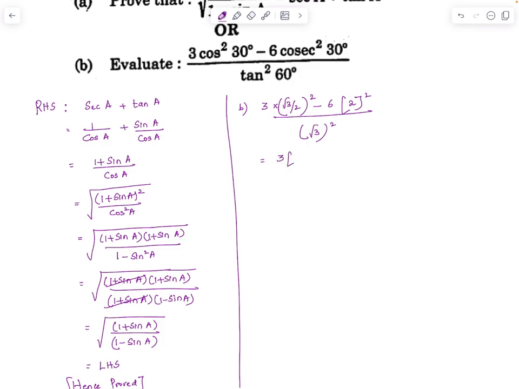So 3 times 3 upon 4 minus 24 upon 3 gives us 9 by 4 minus 24 on the numerator by 3, which gives minus 87 upon 4 into 3. On further simplifying, we get minus 29 upon 4.